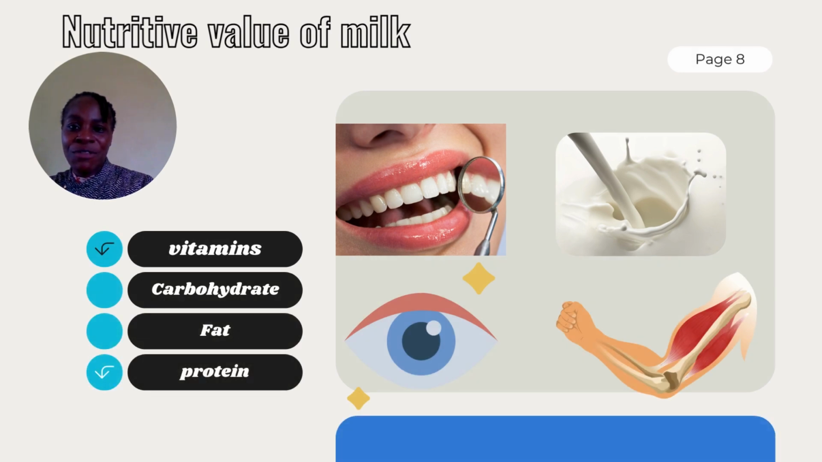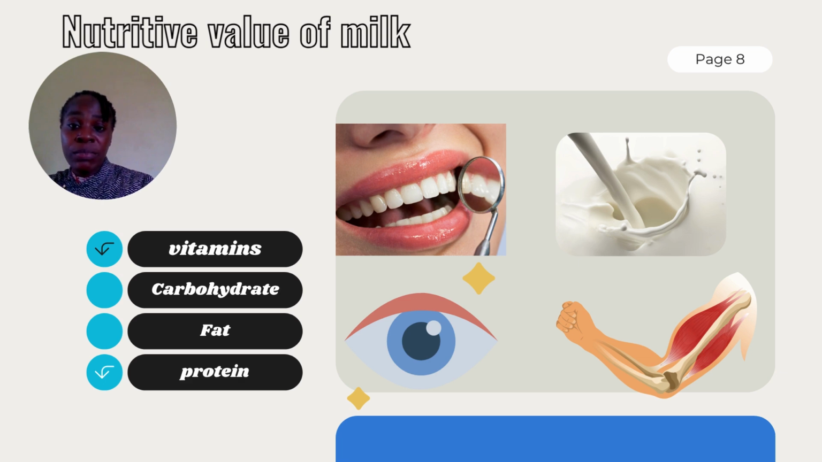Okay, so let's have the nutritive value of milk. What are the nutrients found in milk? We have major ones I've listed out here. We have vitamins. Milk is rich in vitamins, and vitamin A especially is for clear and bright eyes. You can see the picture of the eyes here. If you want to have clear sight, please take a lot of milk. It helps the eyes, vitamin A, majorly.